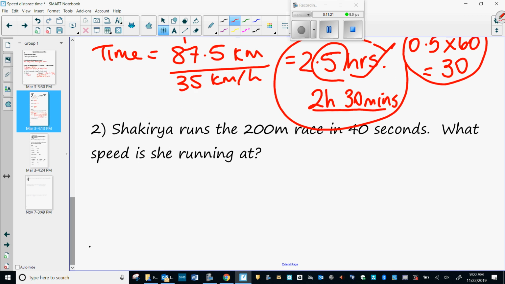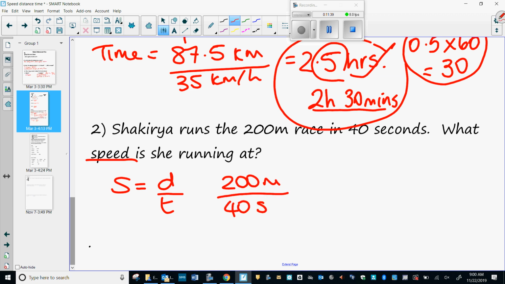Shakira runs the 200 meter race in 40 seconds. What speed is she running at? So we're trying to find the speed. Speed is equal to distance over time, so 200 over 40, which is 5. What unit is it going to be? Meters per second. So 20 divided by 4, it's 5 meters per second.